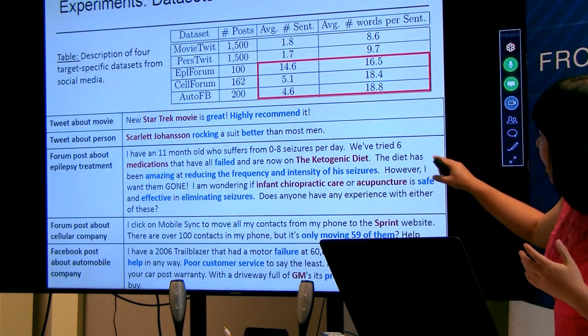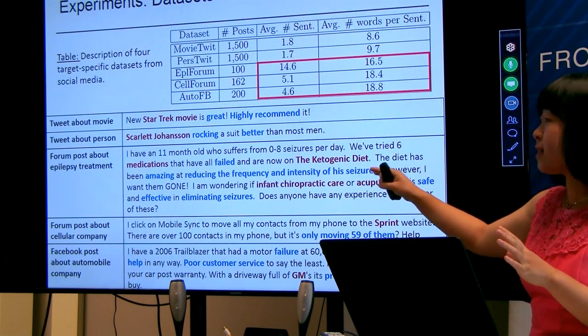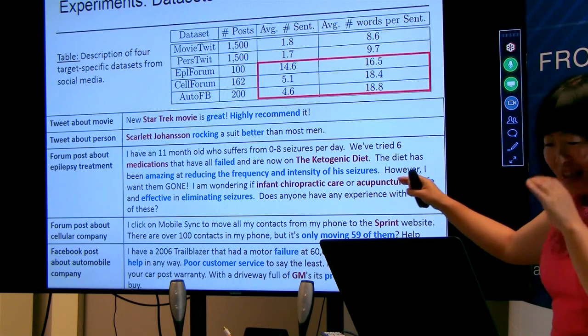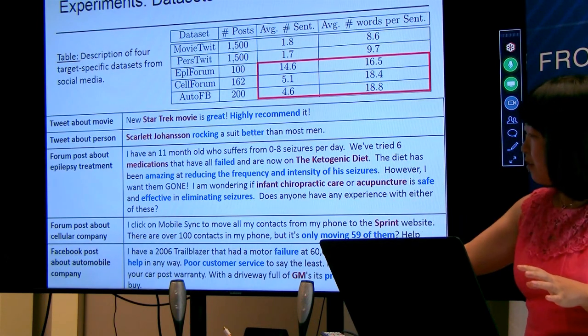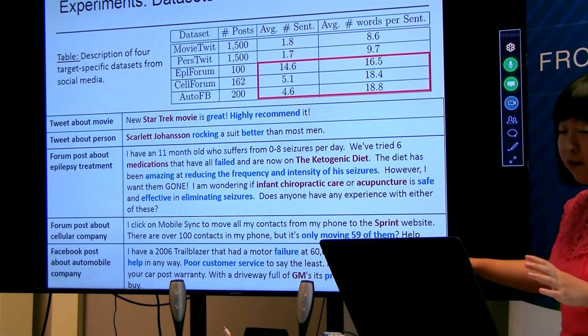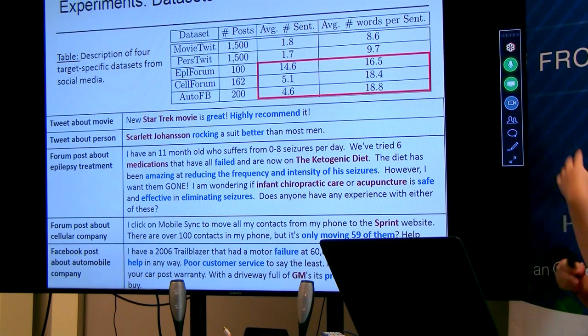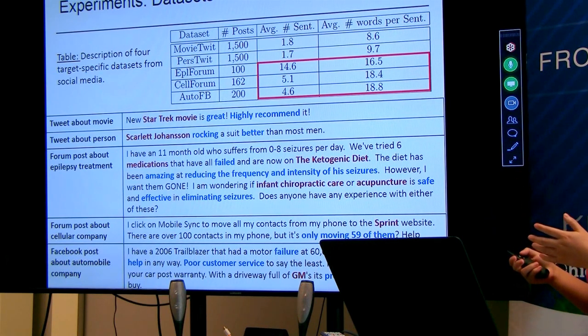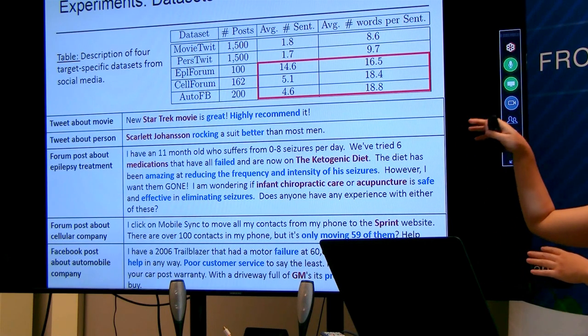So we have the epilepsy forum post, which is a forum post about epilepsy treatment. And also we have the forum post about several companies, and the Facebook public post about an automobile company. So we have these five data sets. But because they are very different, we first conduct experiments on the Twitter data sets and then study experiments on the other three.